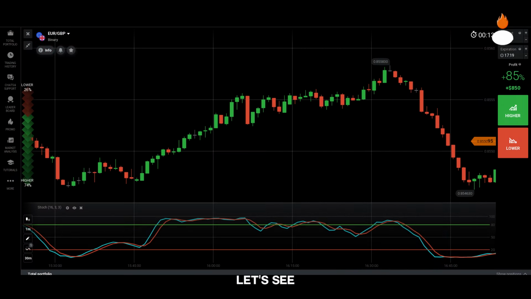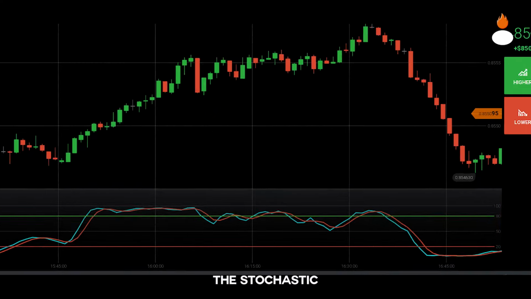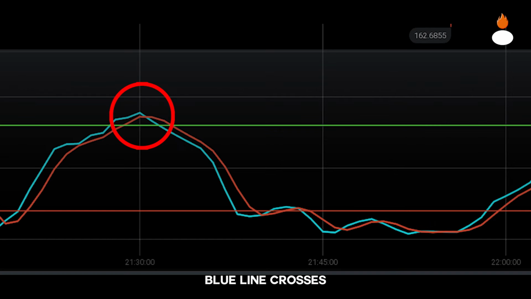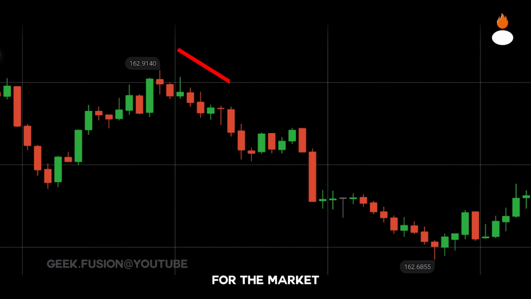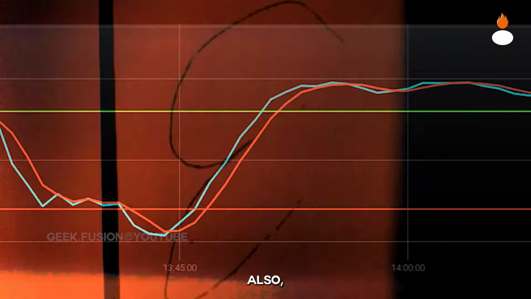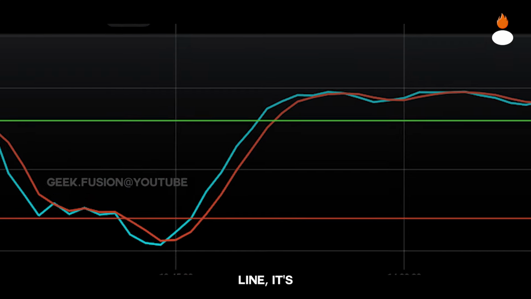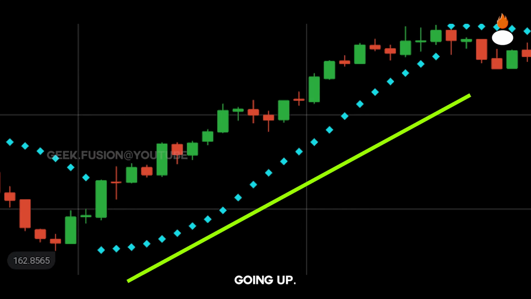Okay, next let's see about the stochastic oscillator. The stochastic oscillator has two main levels. The upper level is 80 and the lower level is 20. The market always moves between those two levels. When the blue line crosses the red line and starts to go downside below the red line, it's a signal for the market going down. Also, when the blue line crosses the red line and starts to go upside above the red line, it's a signal for the market going up.